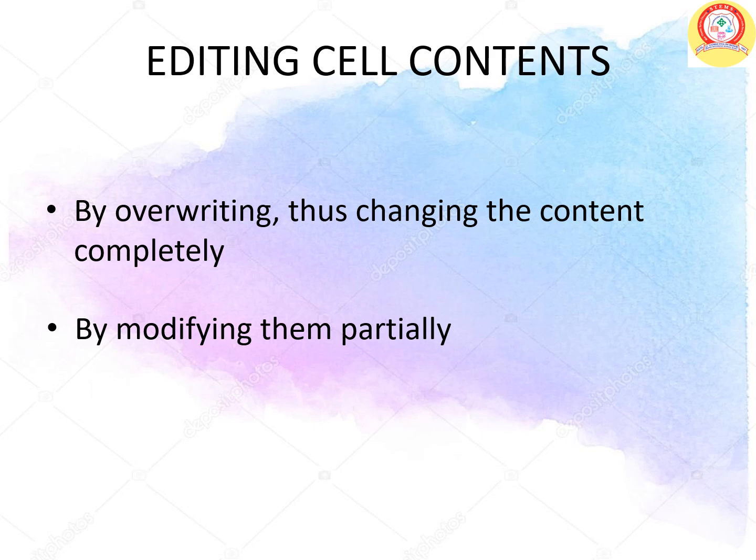Editing cell contents. Children, after you have entered data in a cell, you might need to change it in some way or the other. So children, there are two ways in which you can edit the cell contents. The one way is by overwriting, thus changing the content completely, or you can go for modifying them partially. So children, let's study first about overwriting.